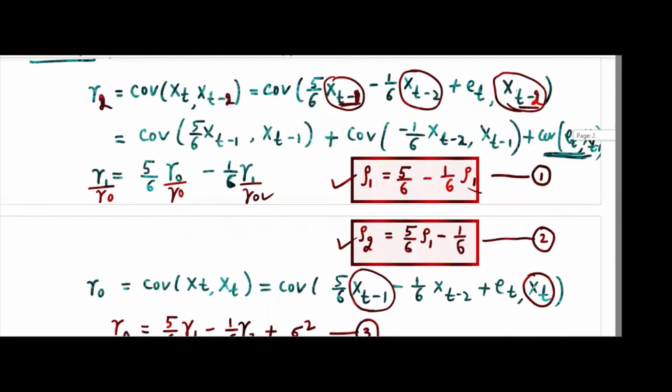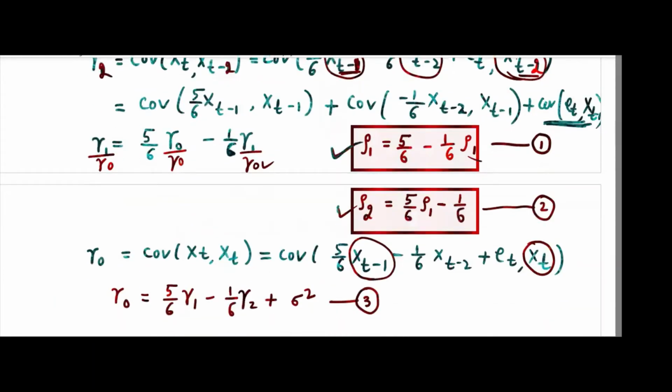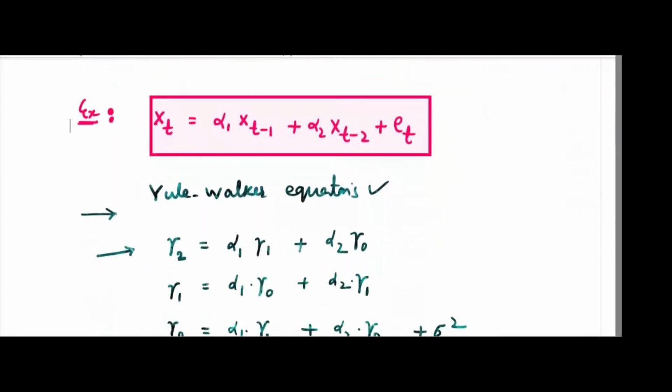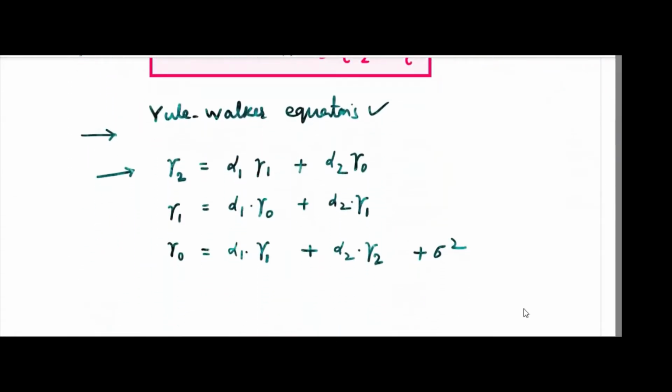If you see these equations 1, 2, 3, even if you consider this as your first equation, the numerator, you will get these directly. Once you get these equations, then you divide by gamma naught. You can use these two to find rho 1 and rho 2. You divide by gamma naught throughout this equation and this equation, and then you find rho 1 and rho 2. So you can use Yule-Walker equations.